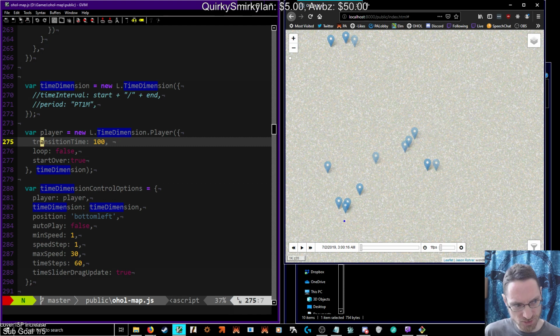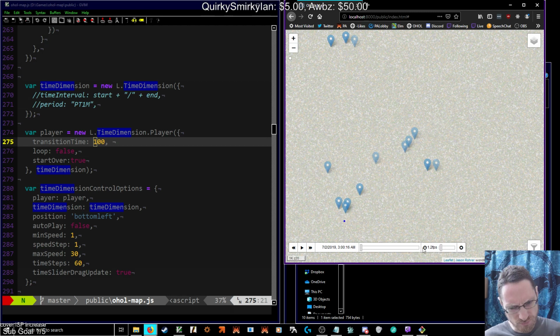Oh, so I must actually be sending something over. But that doesn't make sense. Now you see transition time, 100. That should be 10 frames per second. This is 1 frame per second. And this is just unconfigured. Because my speed step is 1.